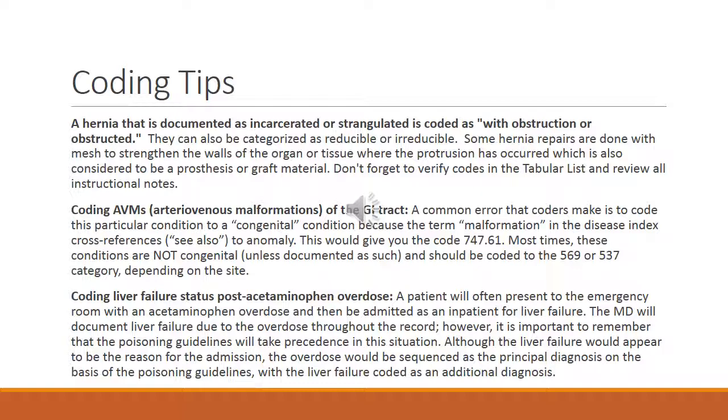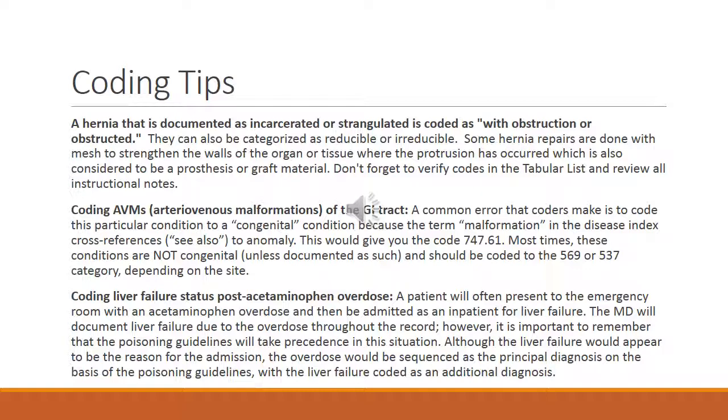Okay, we'll now discuss some coding tips for this chapter. A hernia that is documented as incarcerated or strangulated is coded as with obstruction or obstructed. They can also be categorized as reducible or irreducible. Some hernia repairs are done with mesh to strengthen the walls of the organ or tissue where the protrusion has occurred, which is also considered to be a prosthesis or graft material. Don't forget to verify the codes in the tabular list and review all instructional notes.